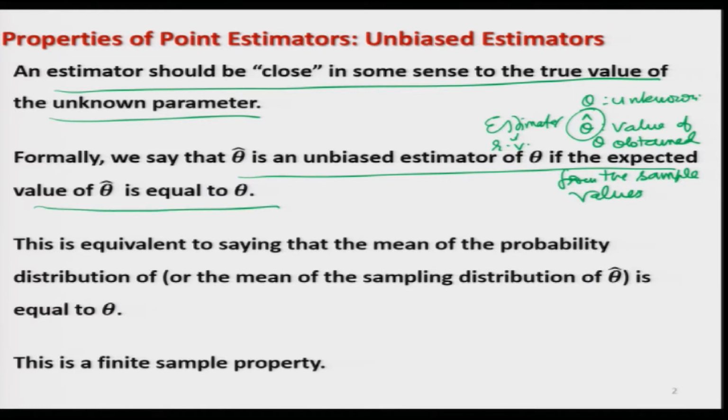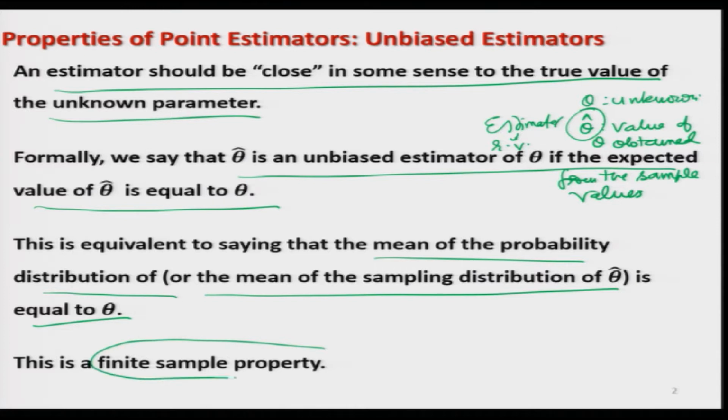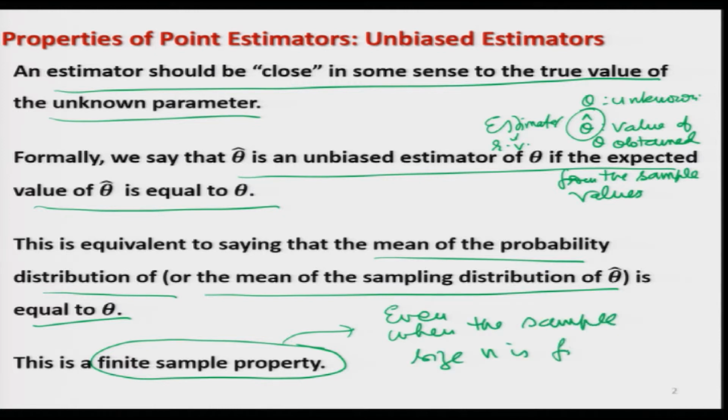And if you try to understand the meaning of this, it is saying that the mean of the probability distribution, or the mean of the sampling distribution, of theta hat is equal to theta. And remember one thing, this property of unbiasedness is a finite sample property. Why am I calling it a finite sample property? Because in the next lecture I am going to talk about the property of consistency, and consistency will be an asymptotic property, meaning when the sample size becomes large. But when I say this is a finite sample property, it means it will hold true even when the sample size n is finite.